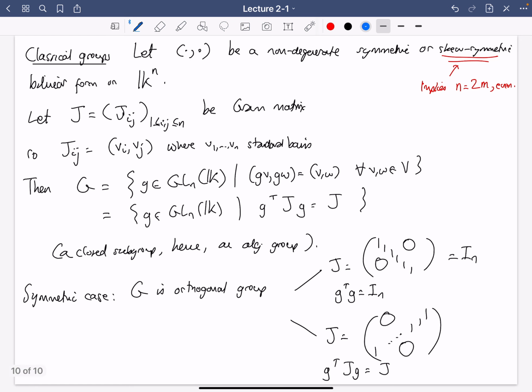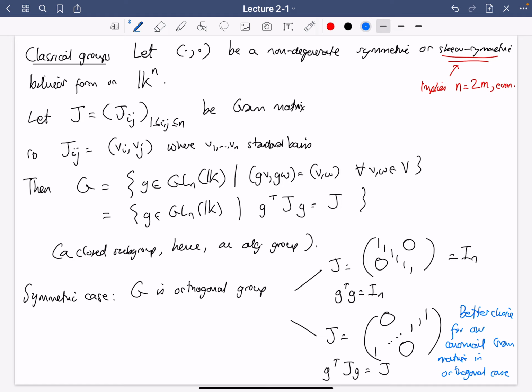So this is kind of a better choice for our canonical gram matrix in the orthogonal case. And I'm not going to explain why that's a better choice.